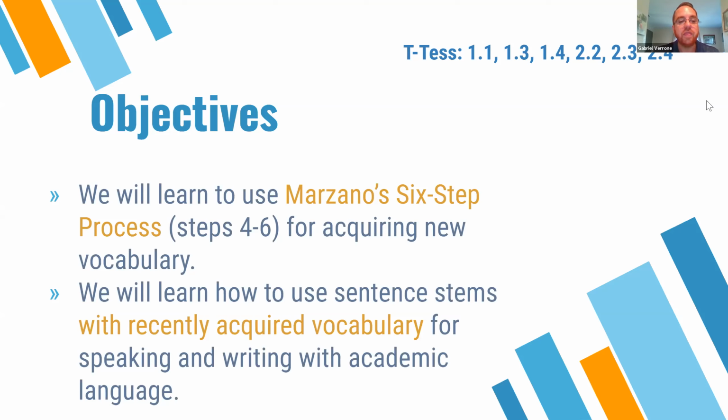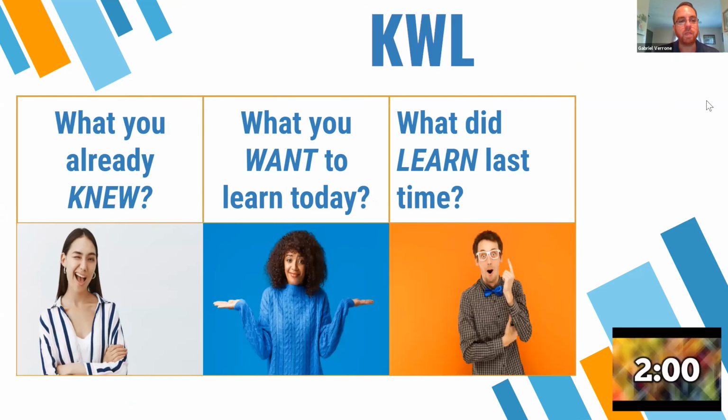And then we're going to look a little more in depth on how to design and implement those sentence stems with the recently acquired vocabulary, both for speaking and writing with that academic language, okay? And you can see the related t-test objectives up at the top of your screen. And if you do want to reference those, when I send you the PDF copy, you'll have all of those at your disposal.